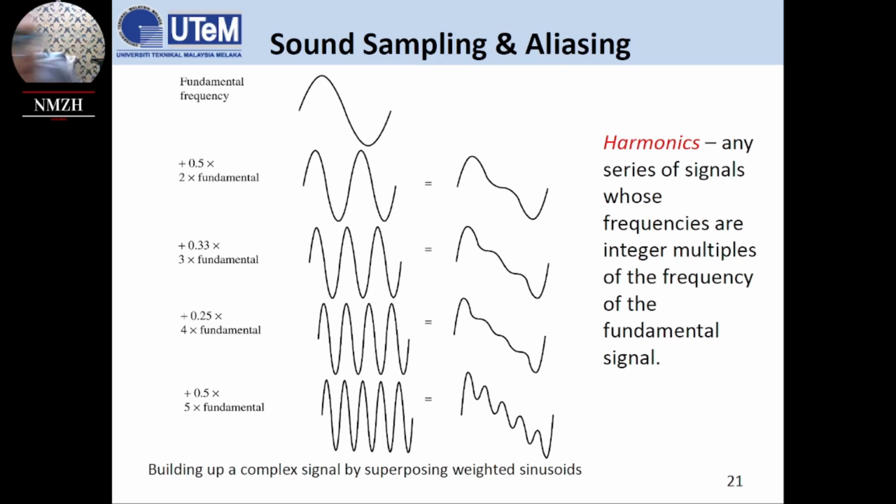Okay, talking about sound sampling and aliasing. This is one example: harmonics. In sound sampling and aliasing, we talk about harmonics. Harmonics are a series of signals whose frequencies are integer multiples of the frequency of the fundamental. This is the fundamental one. So this is 1, this is half, meaning 2, so this plus this equals this. While this one is 3, the third harmonic, meaning this plus this equals this. So on until the 2nd, 3rd, 4th, 5th harmonic.